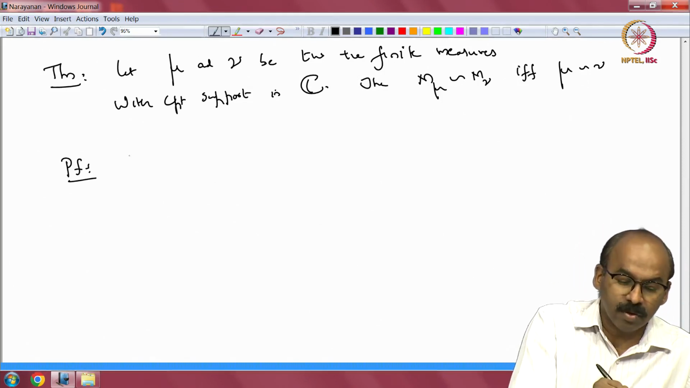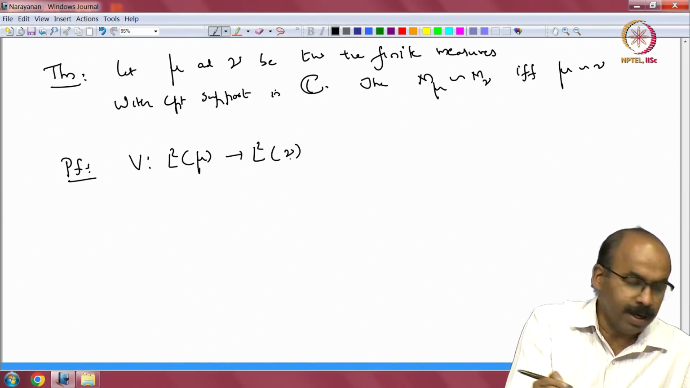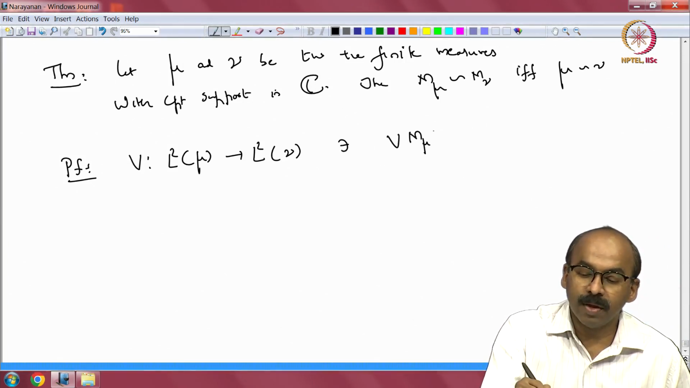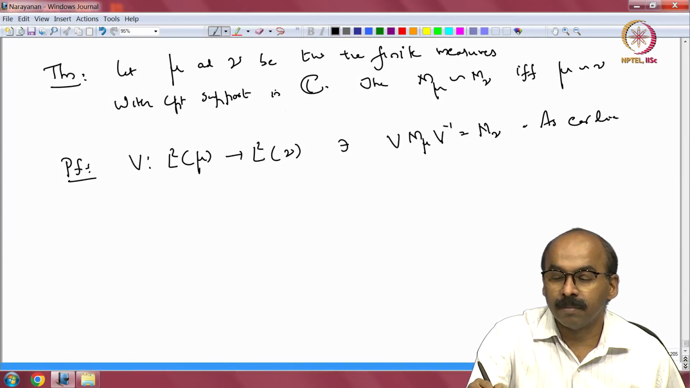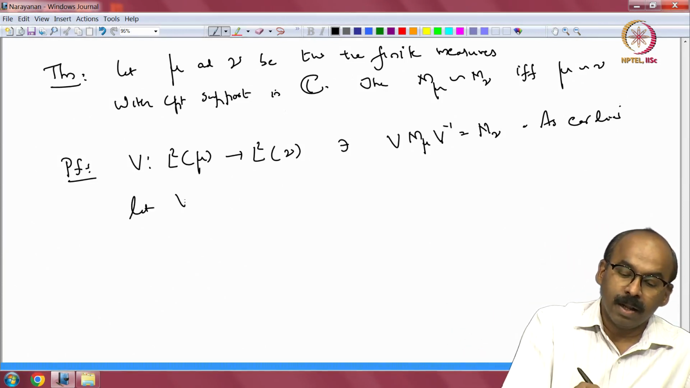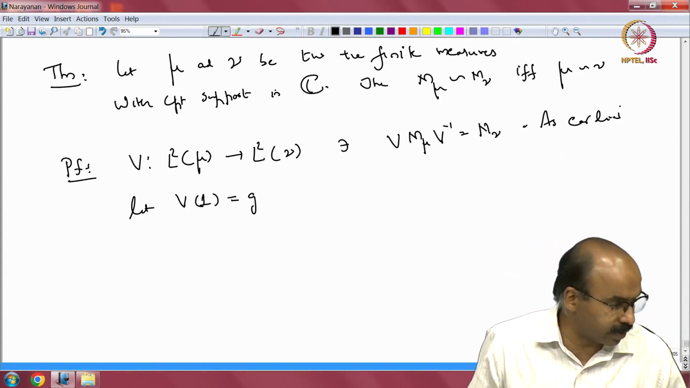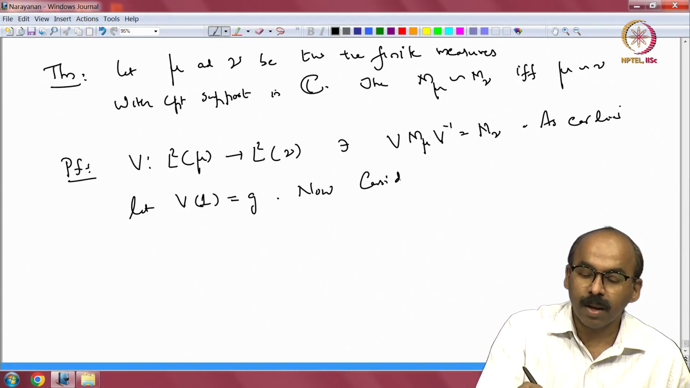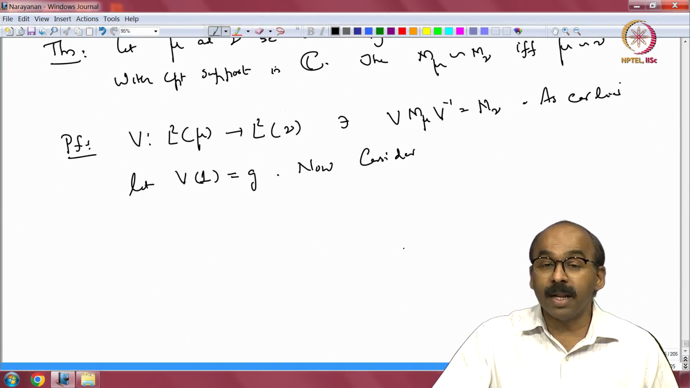The proof is the same. So, we have a unitary V from L2 of mu to L2 of nu, right, such that V M mu V inverse equals M nu, right. As earlier, let V 1 equal g, right, the constant function 1 goes to the function g on the other side. Now, consider, so the only difference is here. Earlier we simply looked at x to the l, but x to the l gives me all polynomials in one variable.